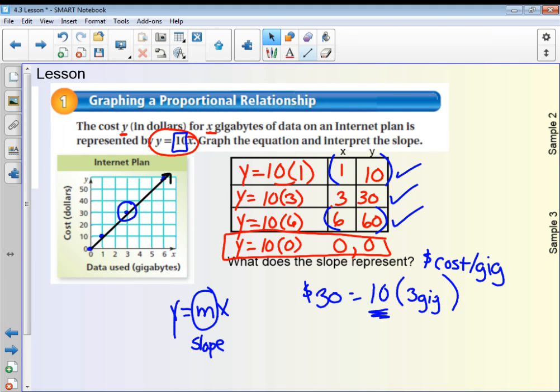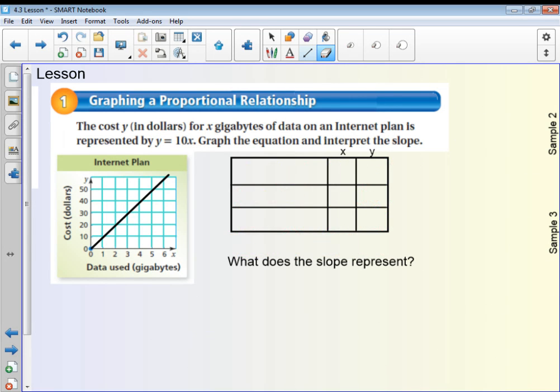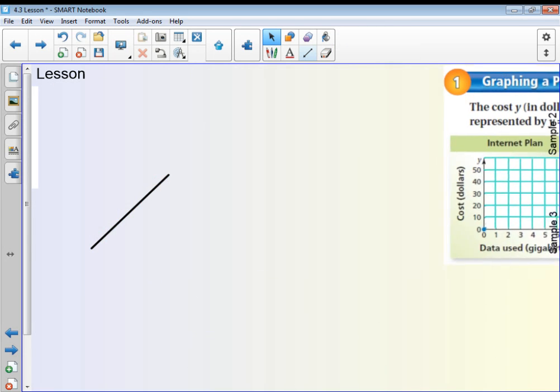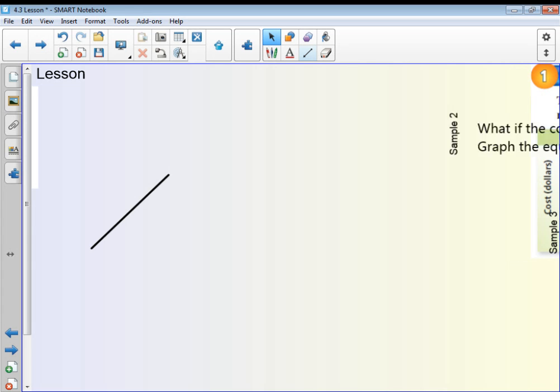Okay, so that's just interpreting. So far, we've done a lot of graphing, but not really understanding what those graphs are representing. So that's what we'll be practicing in this part of the lesson. All right, let's go ahead and try another one.